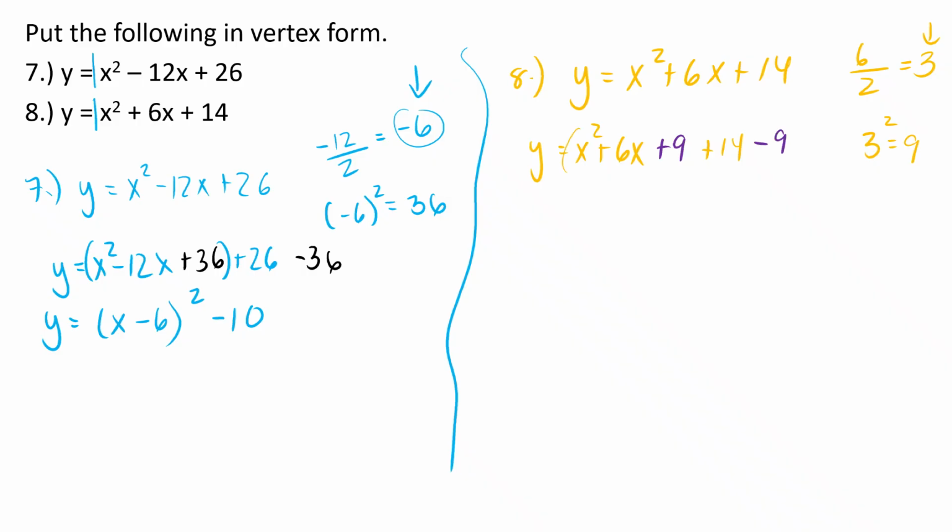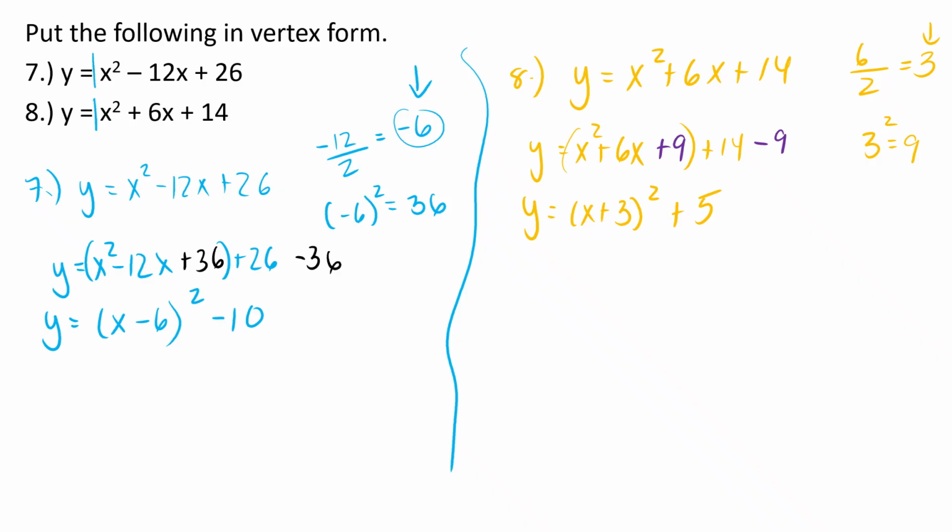Looking at our perfect square trinomial, that is x plus 3 all squared, and then 14 minus 9 is 5. And now we have completed the square.